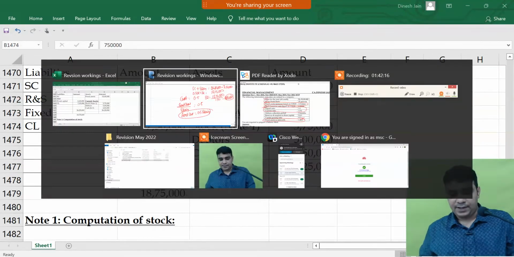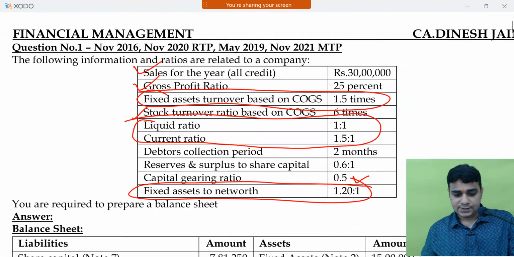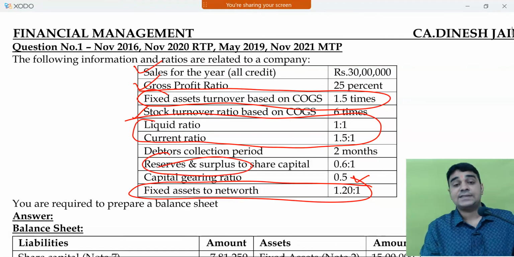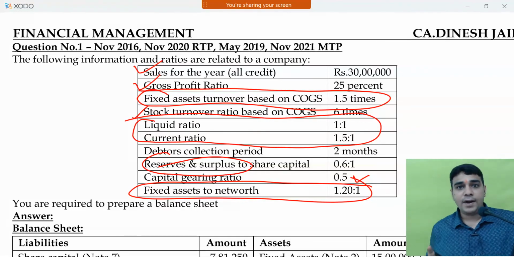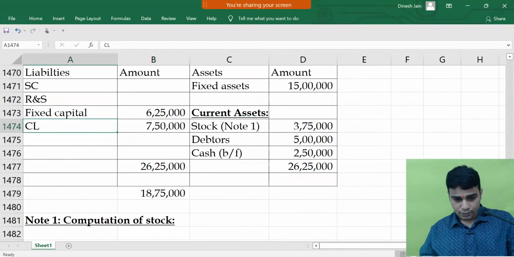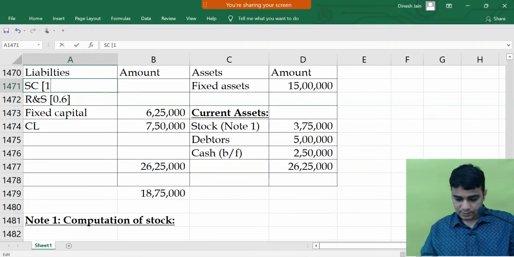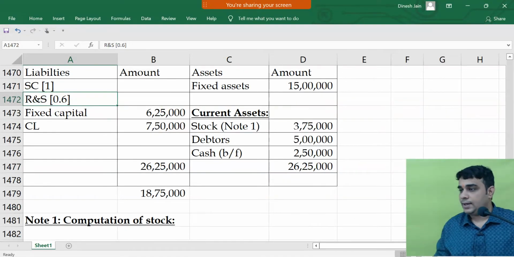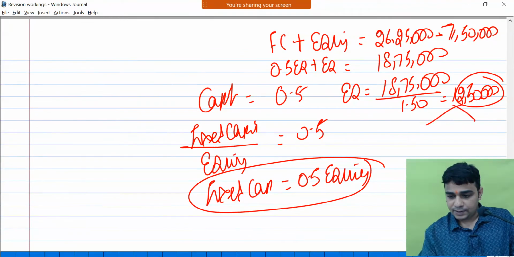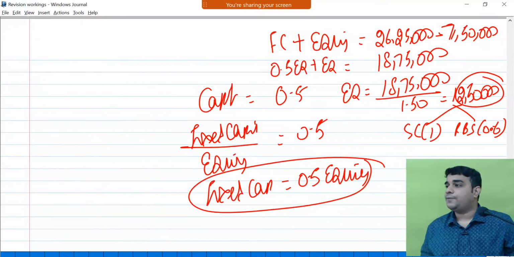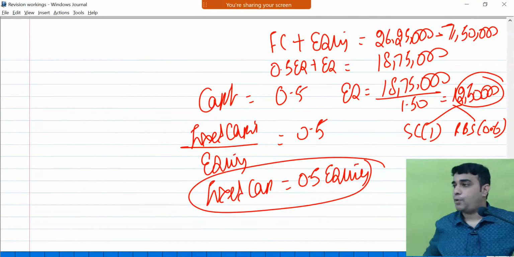This 12 lakh 50 has to be split further. What they mention is reserves and surplus to the share capital. Reserves and surplus to the share capital is 0.6 is to 1. So what I am going to write here is, this is 0.6, this is 1. The ratio is 0.6 is to 1. Split 12 lakh 50 in this ratio.